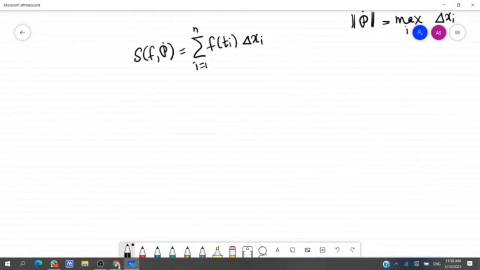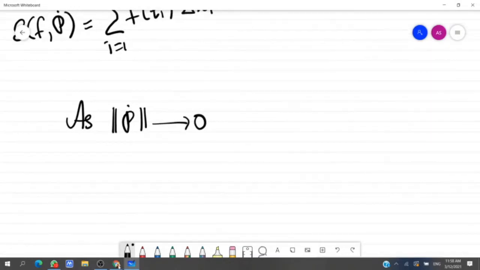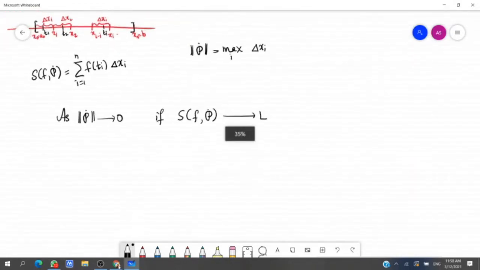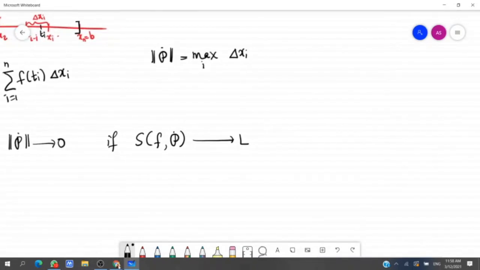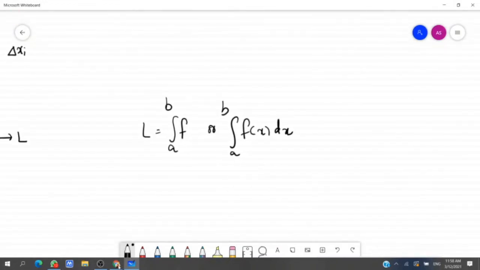So, as the norm of the partition tends to 0, if S(f, P) has a finite limit, then we say that f is Riemann integrable on the closed interval [a, b], and this limit L is called the integral of f over [a, b]. We denote it as L equal to the integral from a to b of f, or we write the integral from a to b of f(x) dx. This is actually the limit of S(f, P) as the norm of the partition P tends to 0.